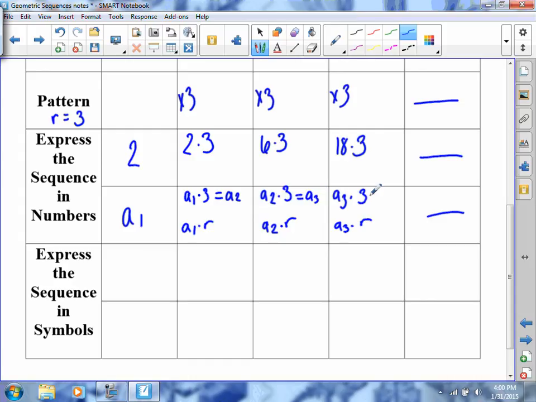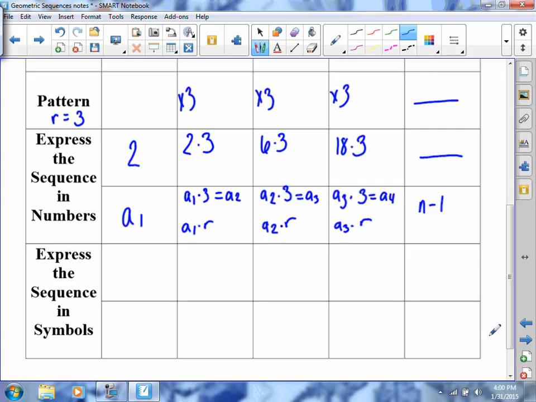And this A3 times 3 gets me my fourth term. So the term that I'm using is really the number of the term minus 1. Okay, so if I'm trying to find my fourth term, I'm going to take my third term and multiply it by 3. So the number of the term minus 1 is what I want to multiply by 3. Okay, so again, if that's going a little bit over your head, that's okay. When we get to this final box here, we're going to have the equation, and that's what we really need to take away from this.